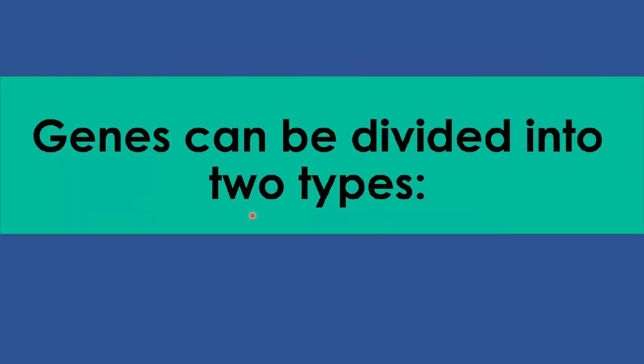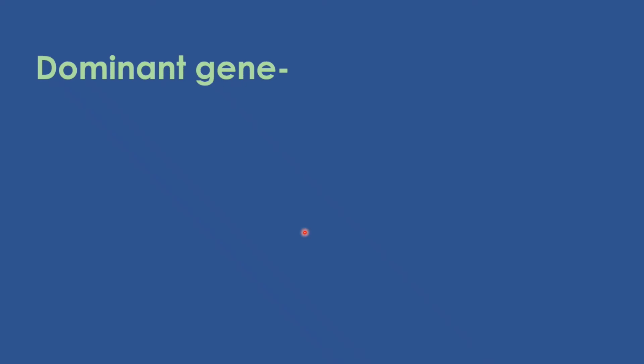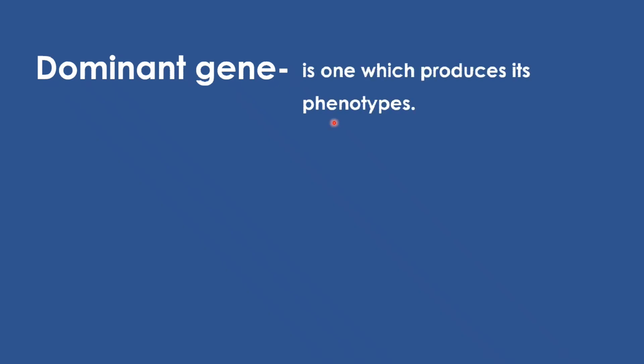Genes can be divided into two types. We have what we call the dominant gene. A dominant gene is one which produces its phenotypes. Of course, there is a dominant gene and there is another type of gene.